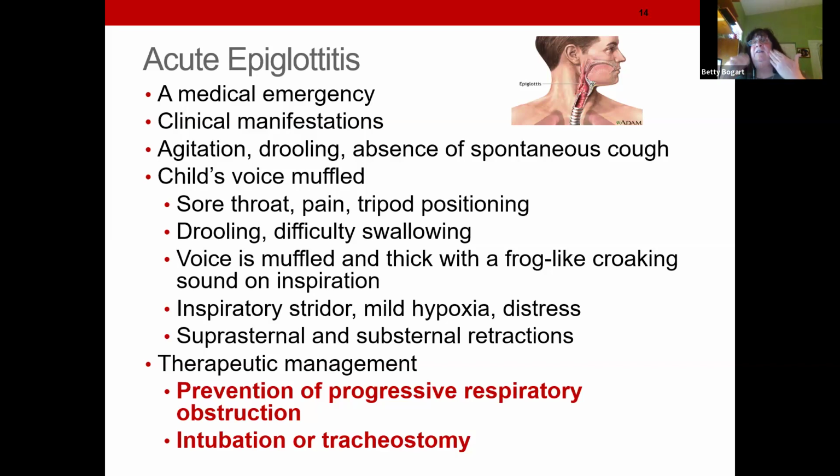So again, inspiratory stridor. You can't swallow. You're becoming hypoxic. You don't cough. There is agitation, hypoxia, right? Drooling because you can't swallow and you're not coughing. If they were to talk, you'd hear garbled, frog-like speech. This is that old tripod sitting, trying to find a position for your throat where air can get in and you can breathe, okay?